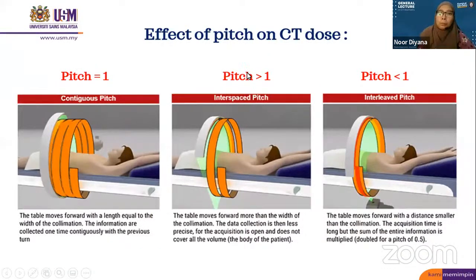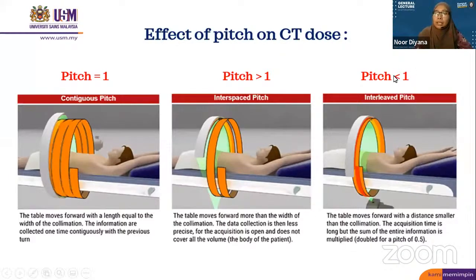Usually a pitch of more than 1 is used when we scan a larger area, for example the thorax, abdomen, pelvis protocol (TAP) or chest CAP, chest, abdomen, pelvis, which involves a larger area.